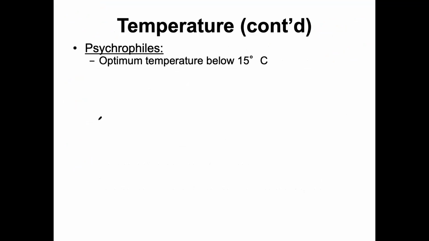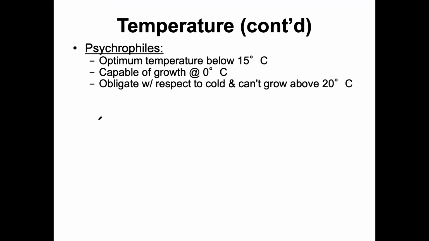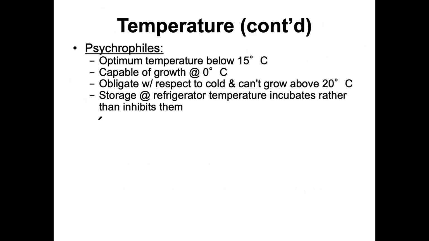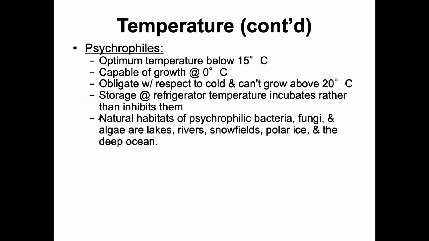Now, some organisms go outside those ranges, right? A psychrophile has an optimum temperature below 15 and can grow at 0 centigrade, which is where water freezes into ice. So it's obligate with respect to cold and cannot grow above 20, right? Storage at refrigerator temperature incubates them and lets them grow and doesn't keep them from growing.